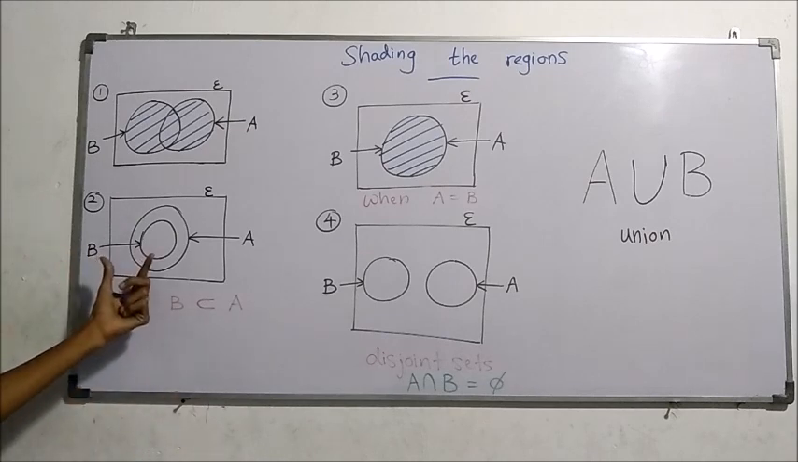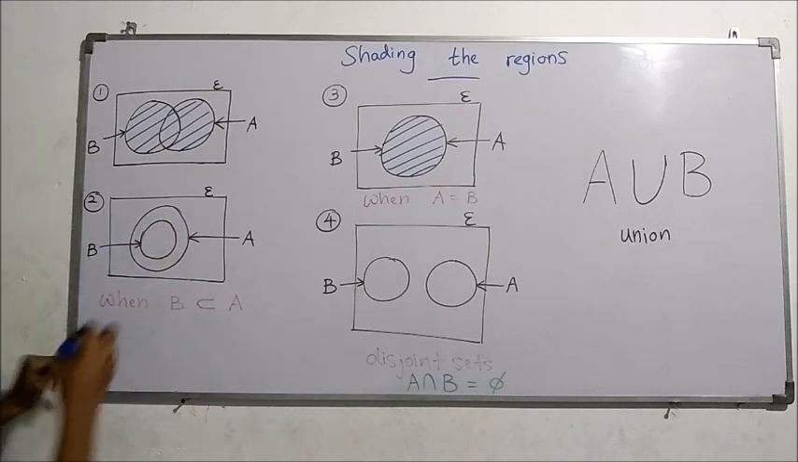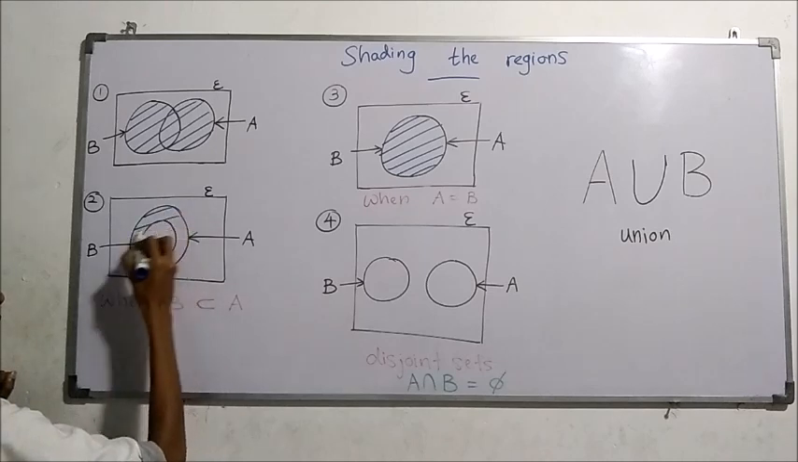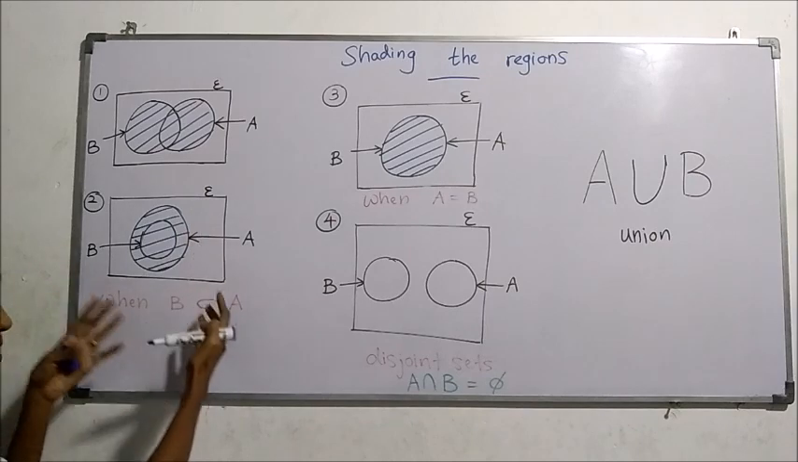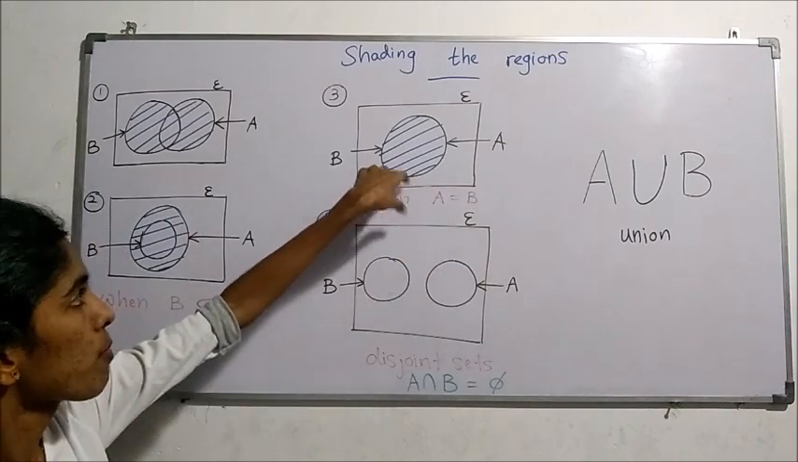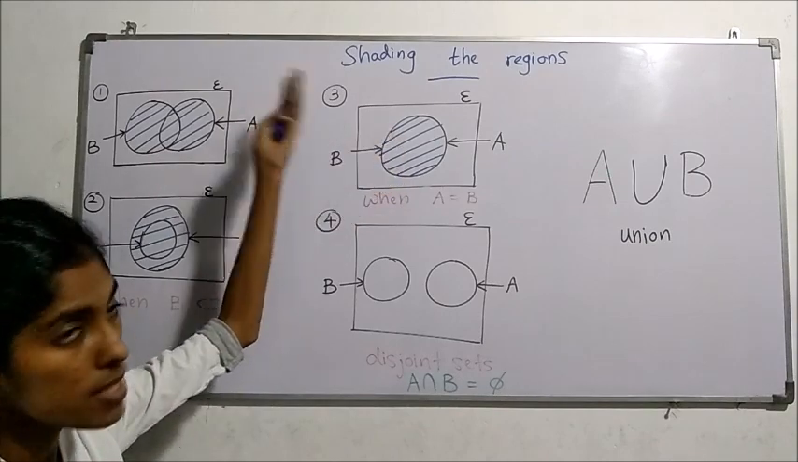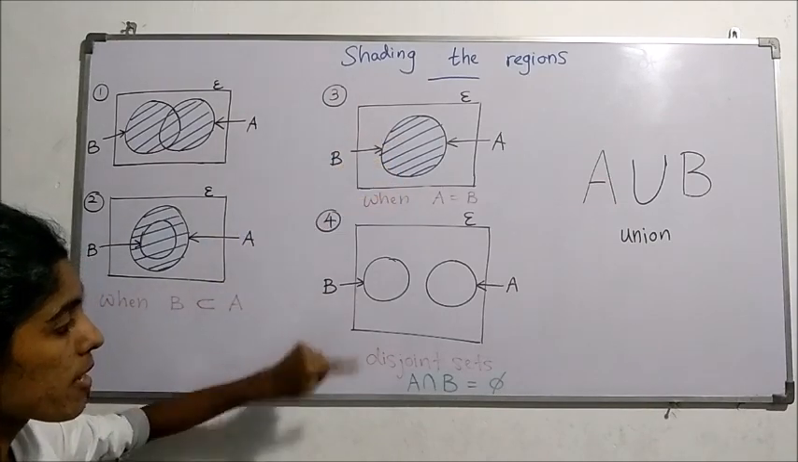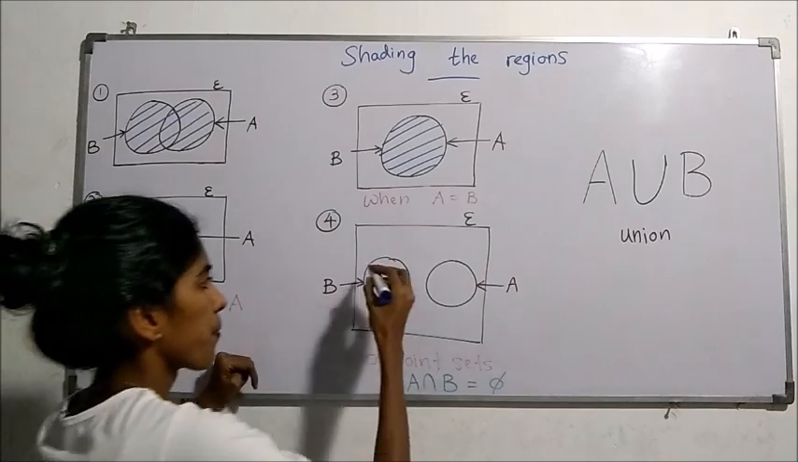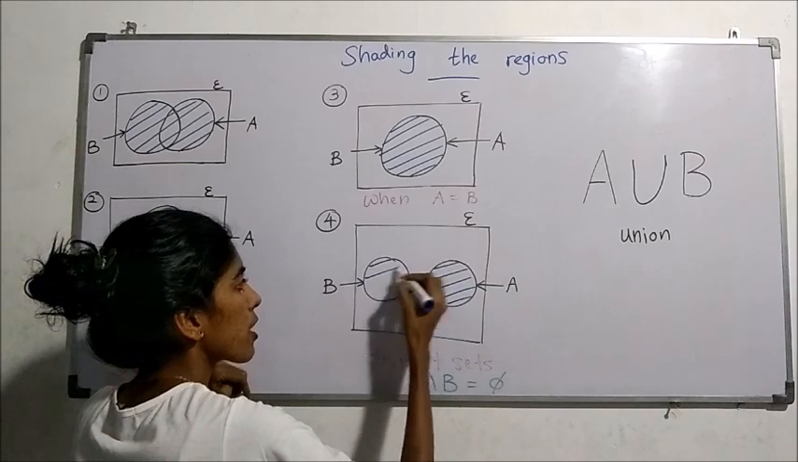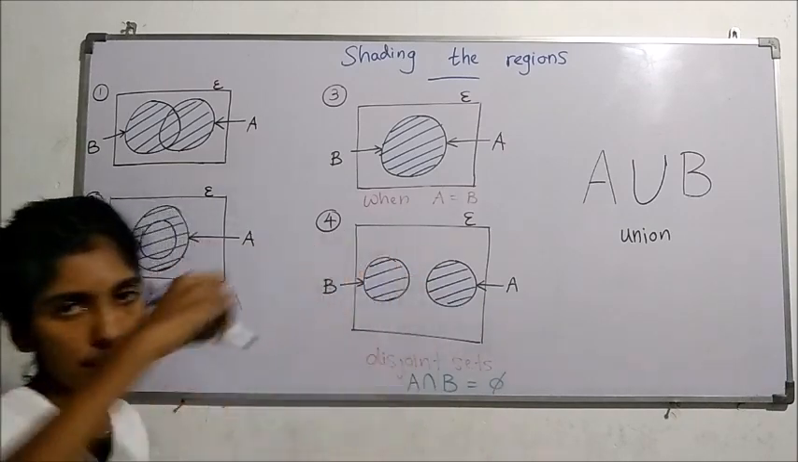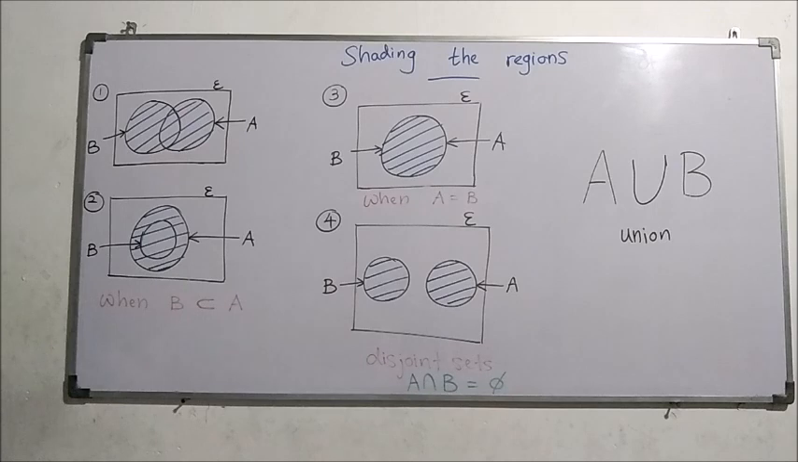Next, all the elements in set A and B. Not only B now, A also should be shaded. All in A and B. Next, all in A and B, that means A and B are the same, no? So the same previous one I kept. Okay, next, all in A and B. This is set A, this is set B, everything in set A and B. So here I have shaded the union of set A and B in different situations.